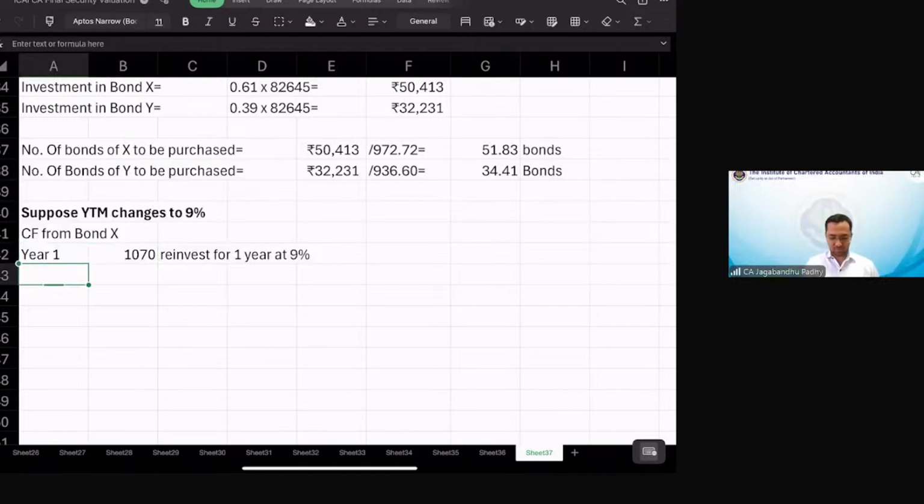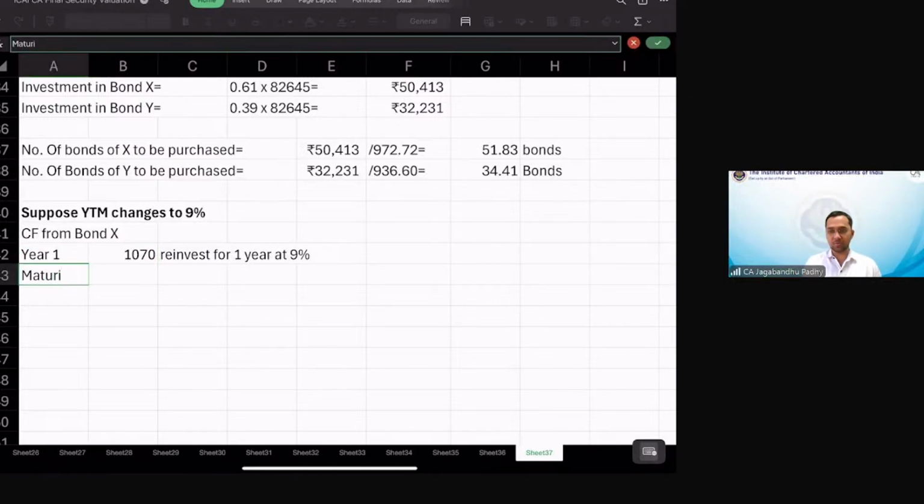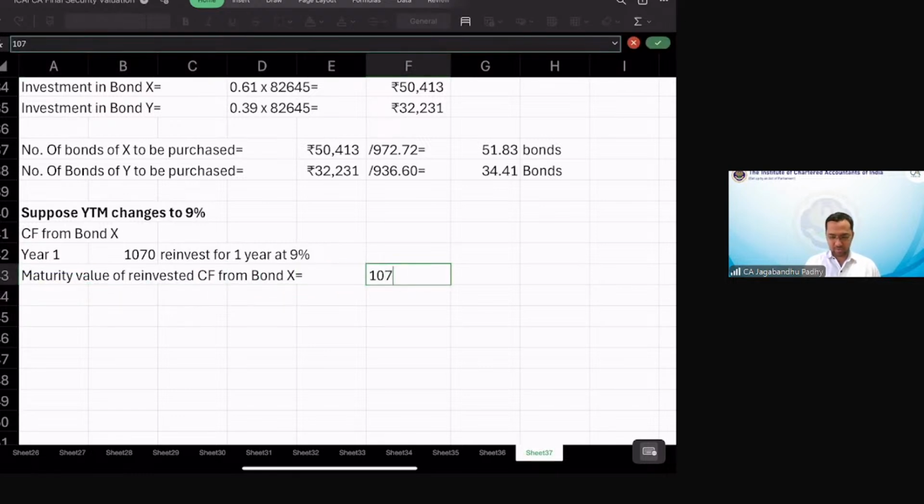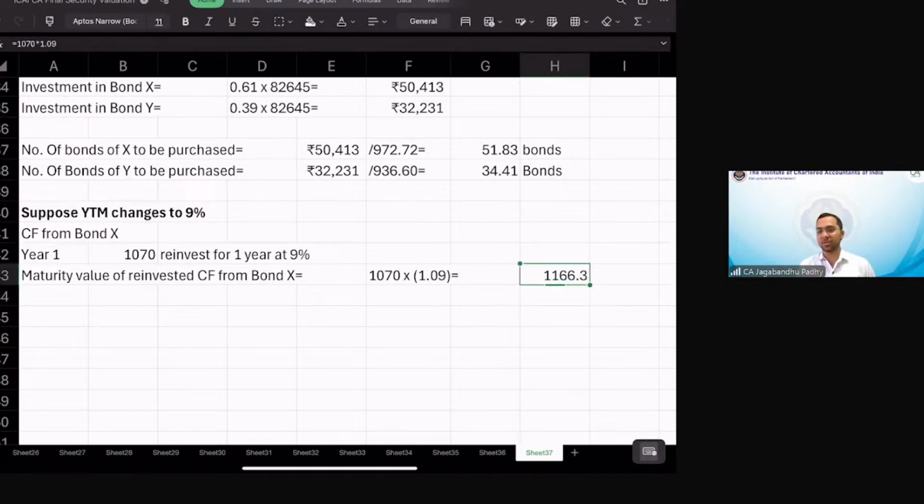So what will be the value or maturity value of the reinvested cash flow from bond X? Can I say it will be 1070 multiplied by 1.09? So that's equal to 1070 into 1.09, which is 1166.3.